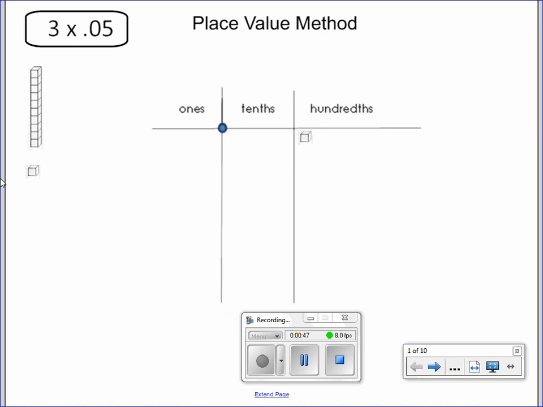So I'm going to show 5/100ths. So that would be one group of 5/100ths. Now I'm going to show a second group of 5/100ths. And a third group of 5/100ths.